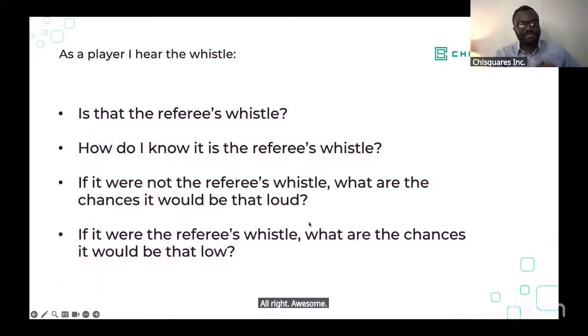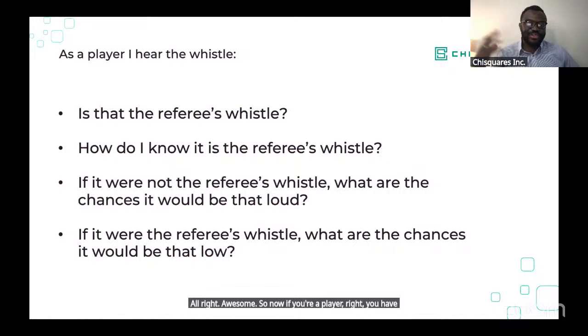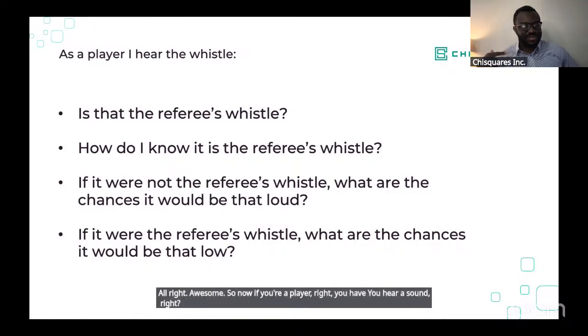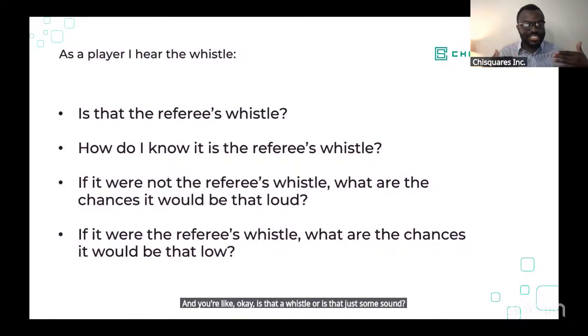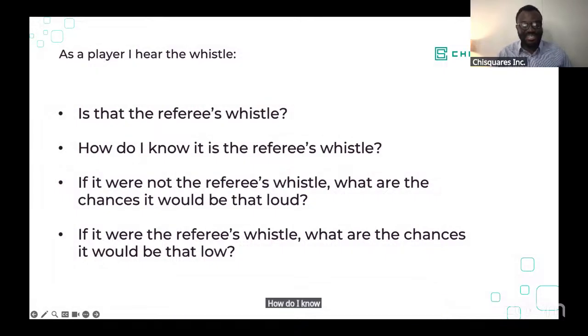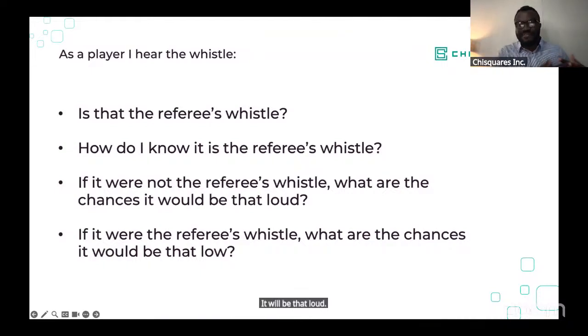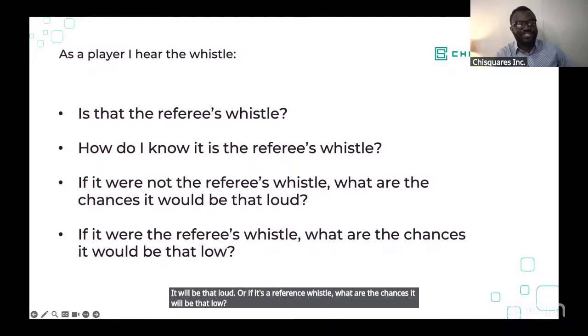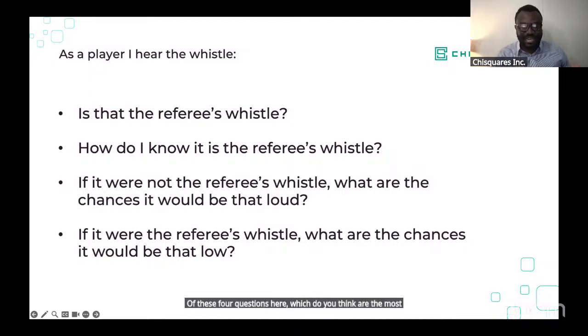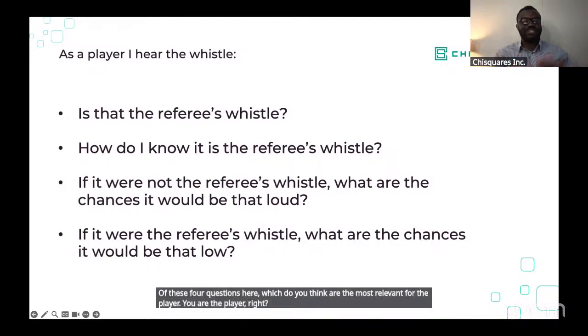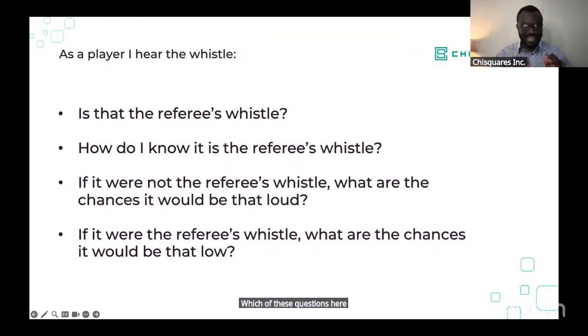So now, if you're a player, you hear a sound, and you wonder: is that a whistle or is that just some sound? There are some questions you might want to ask yourself. Is that the referee's whistle? How do I know it's the referee's whistle? Or if it were not the referee's whistle, what are the chances it will be that loud? Or if it's the referee's whistle, what are the chances it will be that low? Of these 4 questions here, which do you think are the most relevant for the player? If you are the player, which of these questions are you most interested in getting an answer to?